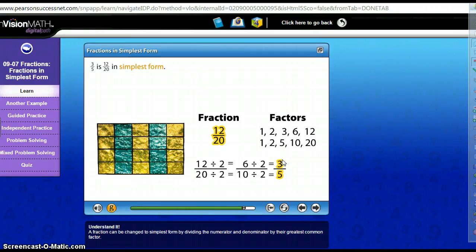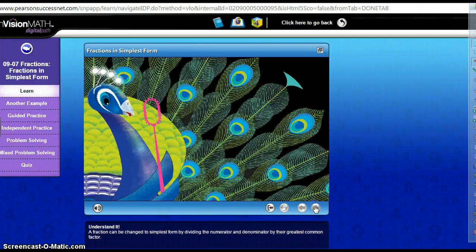Okay? Here, with this fraction, that wasn't a very big deal. But when you start dealing with fractions that have larger numbers, like numbers that are close to 100, that's going to mean a lot of steps if you keep dividing by 2 every single time. So greatest common factor is going to save you some time. 12/20ths of the window panes are yellow. 3/5 of the window panes are yellow.